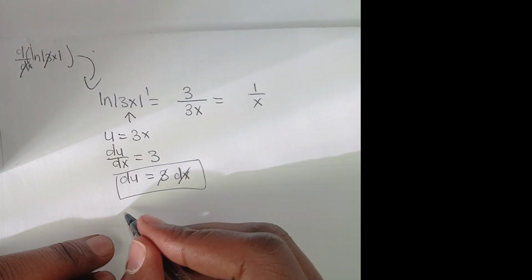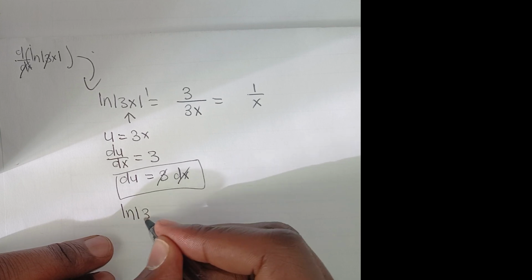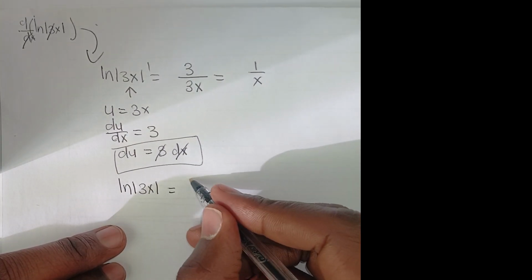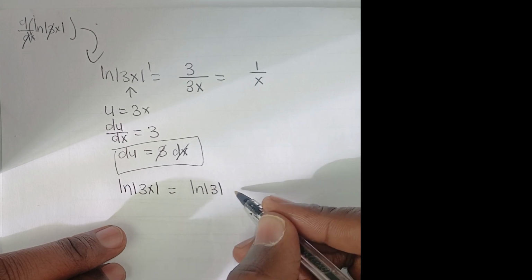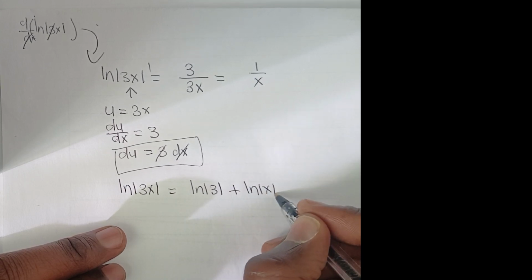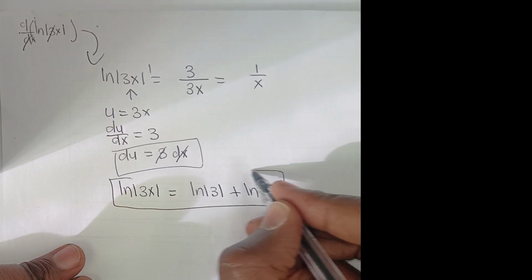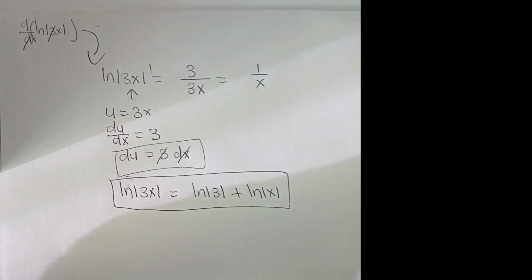And also don't forget that ln of 3x, the natural log, is just equal to ln 3 plus ln x. This is log, this is logarithm, this is natural logarithm. Even with log, it's the same thing. This is a rule. Those who did technical maths in high school know this, right?